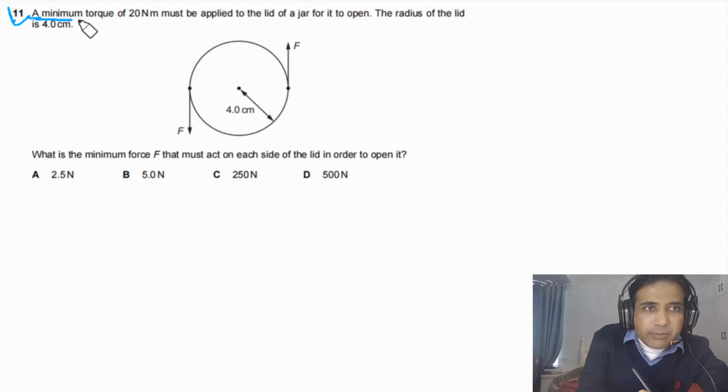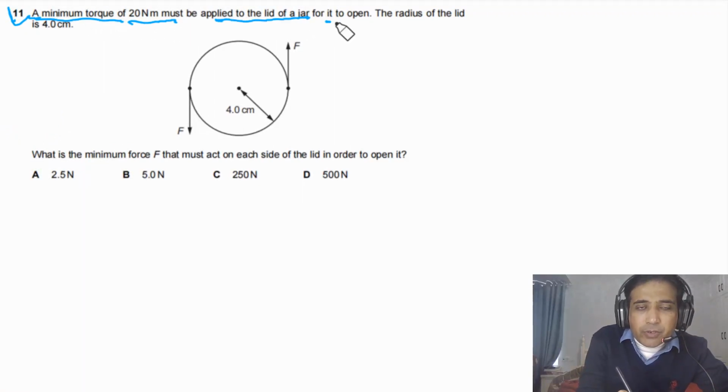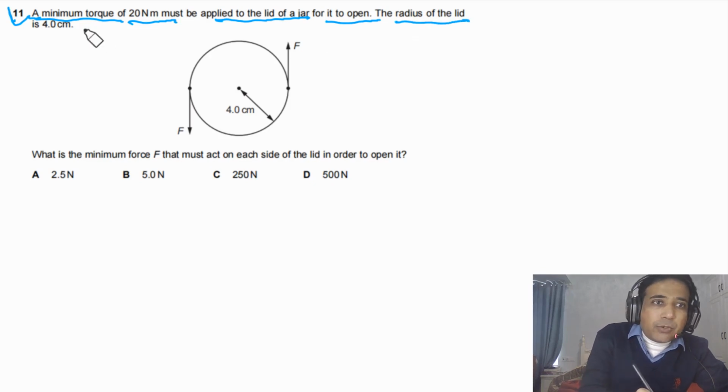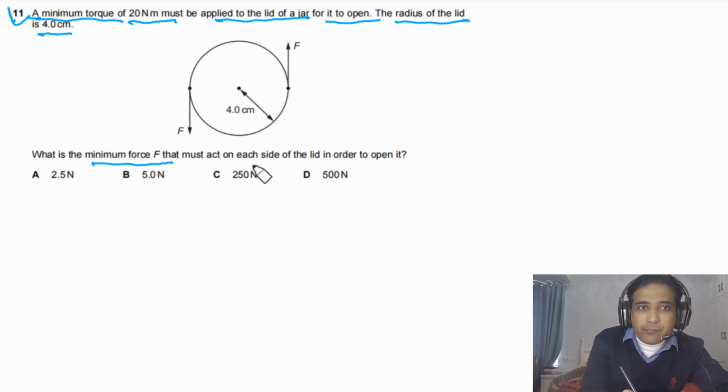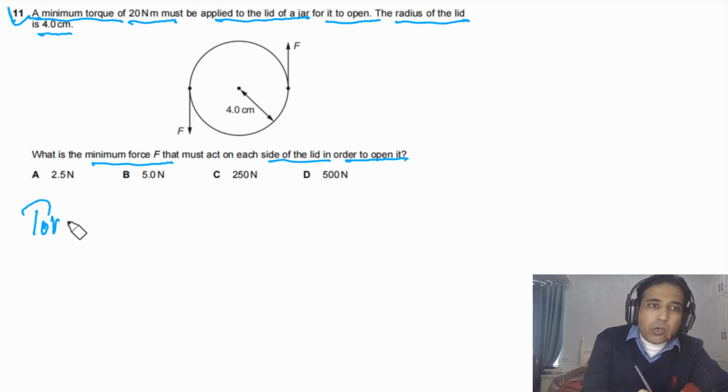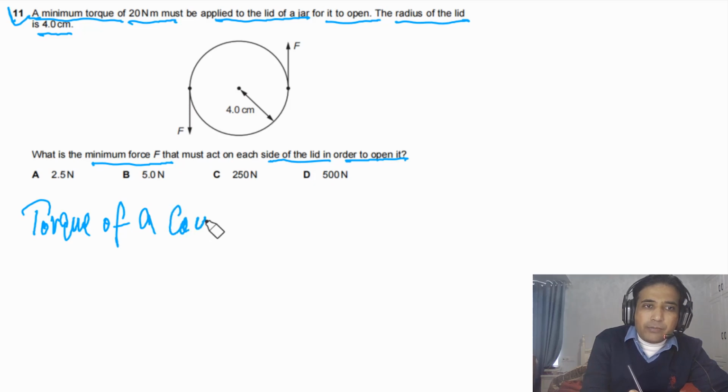Question 11 says a minimum torque of 20 newton meters must be applied to the lid of a jar for the jar to open. The radius of the lid is 4.0 centimeters. What is the minimum force F that must act on each side of the lid in order to open the lid? This question is simply about torque of a couple.